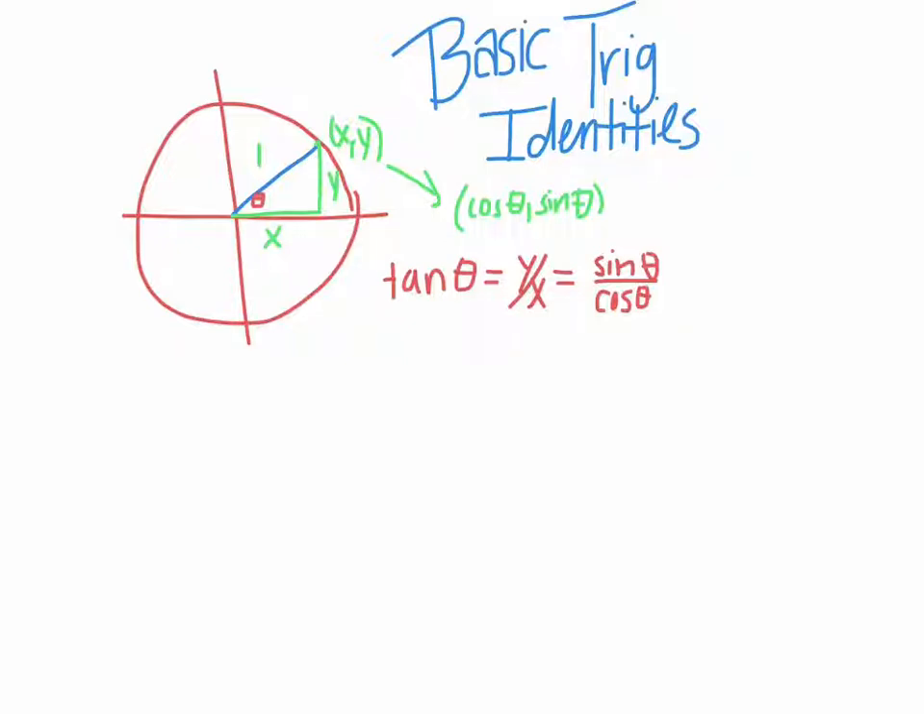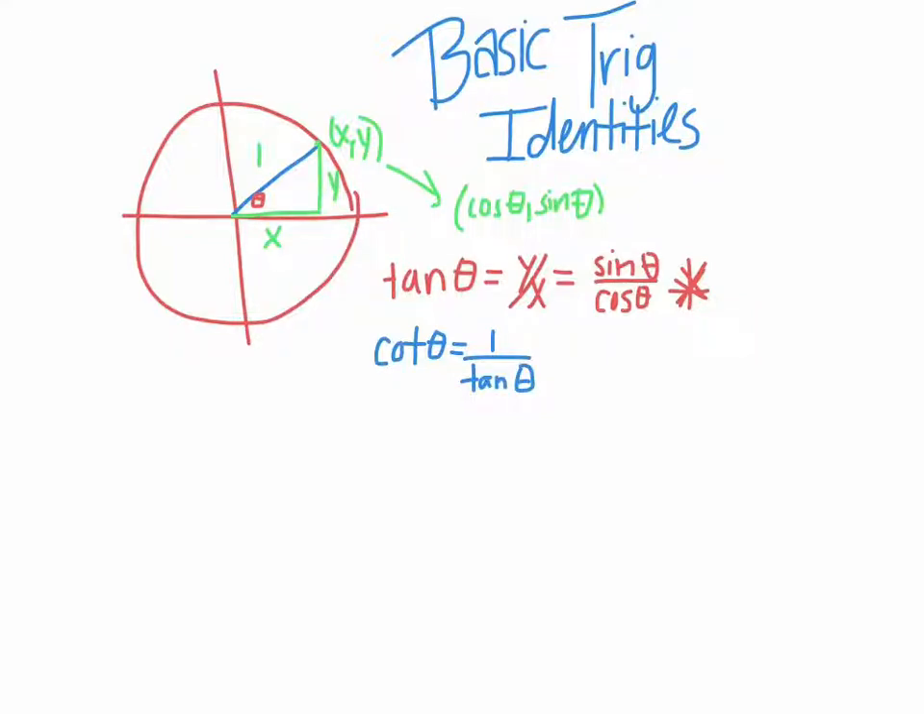That is going to be an important identity that you're going to use a lot, and you'll definitely use it a lot in pre-cal next year. And then there's a couple more that you need to know. Since I'm talking about tangent, let's go ahead and talk about cotangent. Cotangent is what we would call a reciprocal identity. So it is equal to 1 over tangent.